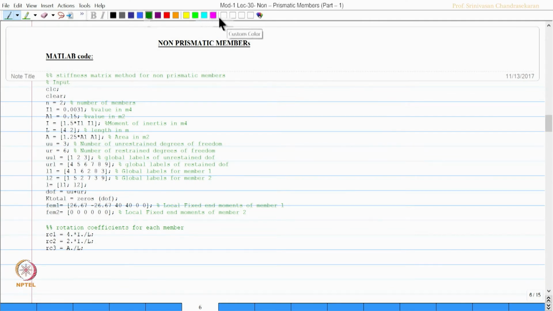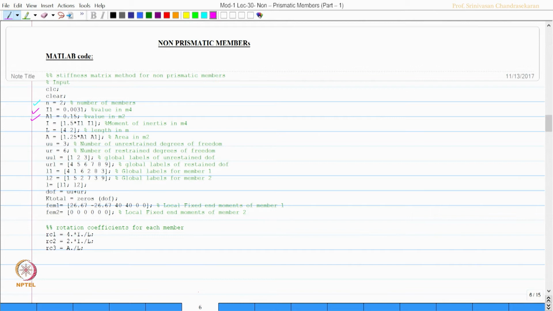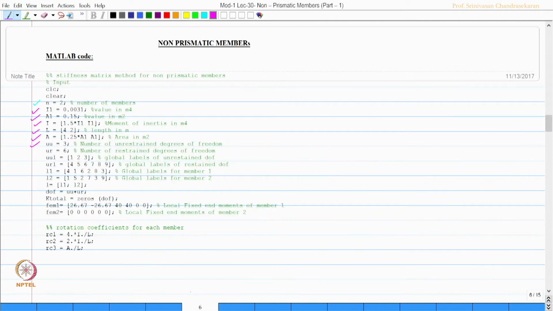You see here number of elements 2. The I values are 0.0031 and 0.15, this is what we had in the problem, 0.0031 and 0.15. E is 1.5 into 10 to the power, and the length is 4 meters, A is 1.25. The number of unrestrained degrees is 3, you can see here, unrestrained degrees 3 marked in green, restrained degrees 6, is it not? So, we entered that.